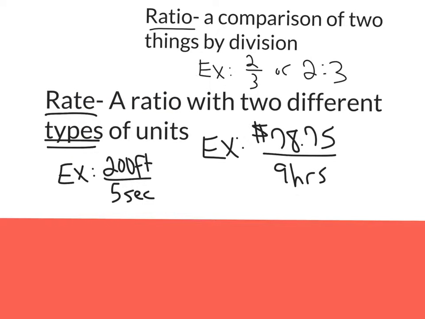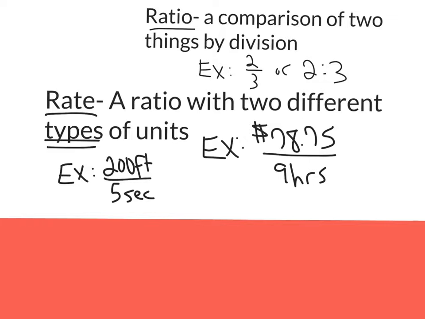Another thing we've got is a rate. A rate is a ratio with 2 different types of units. For example, 200 feet over 5 seconds. Feet is a distance, seconds is a time. Distance and time are different types of things. Another example is $78.75 for 9 hours. Dollars and hours are different types of things. I can't convert dollars to hours or hours to dollars. It doesn't make sense. So those are called rates.